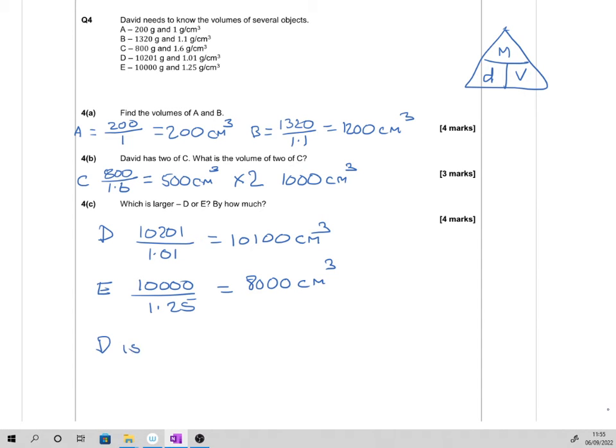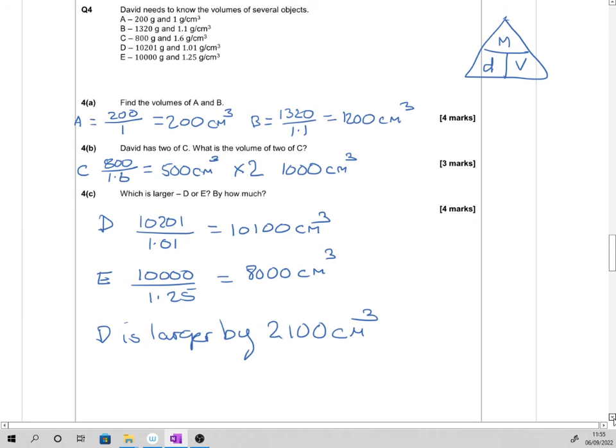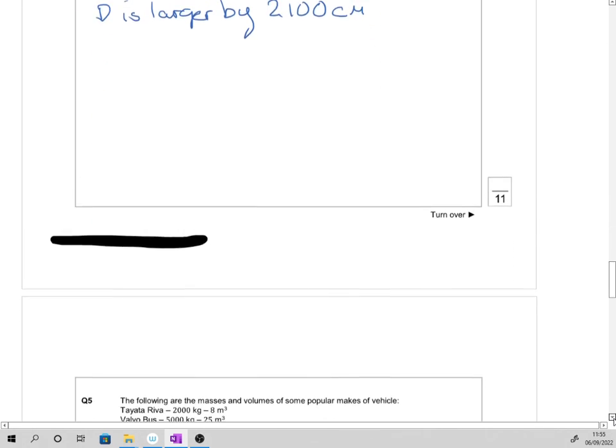Which is larger? D is larger, and the difference between those is 2,100 centimeters cubed. It's one take away the other.